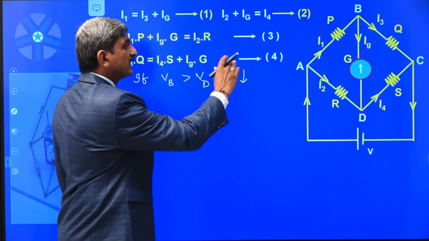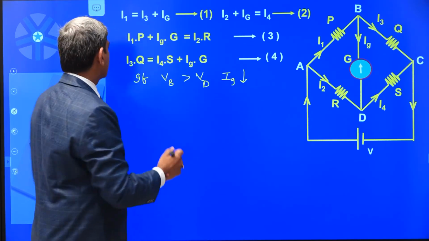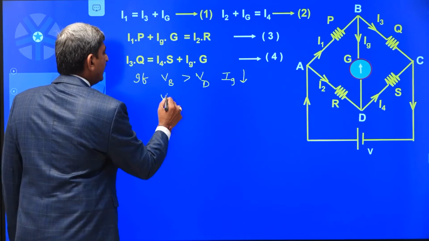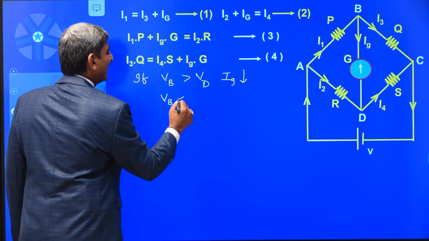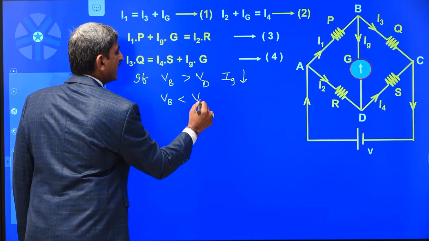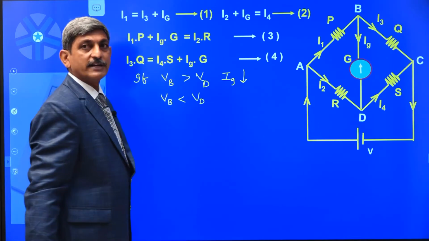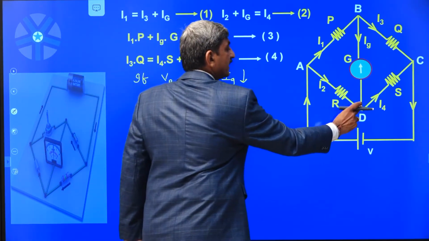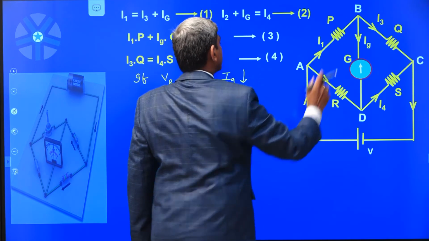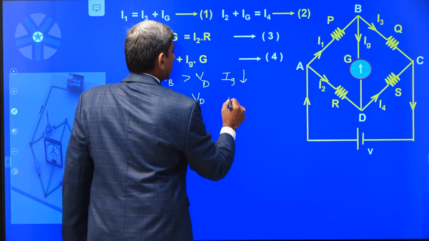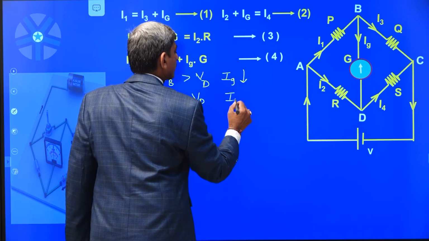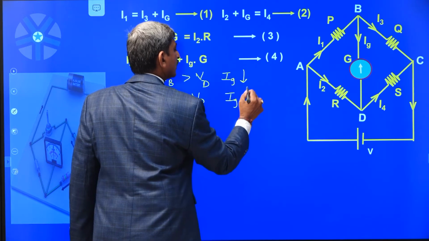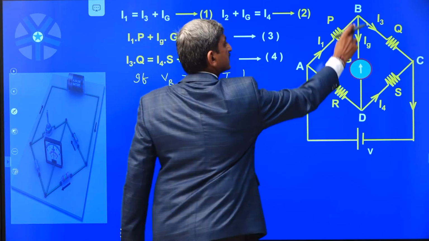Suppose the potential at B is less than the potential at D, then what happens? D is at a higher potential, B is at a lower potential. Because of that, the current flows from the higher potential point to the lower potential point, that is in the upward direction.